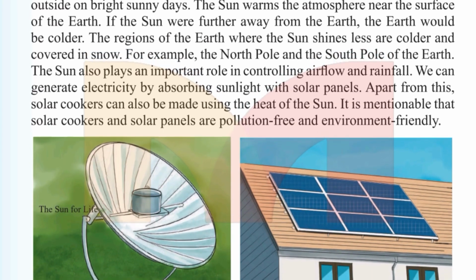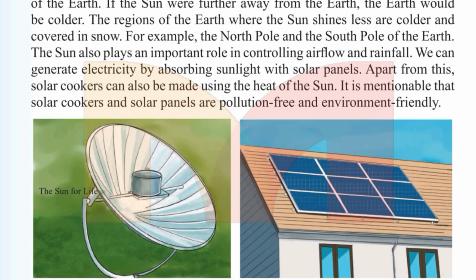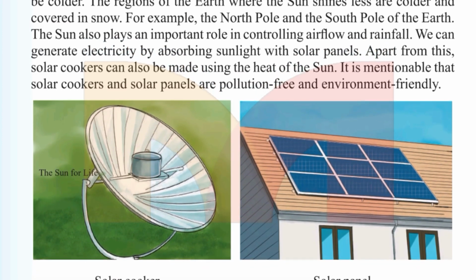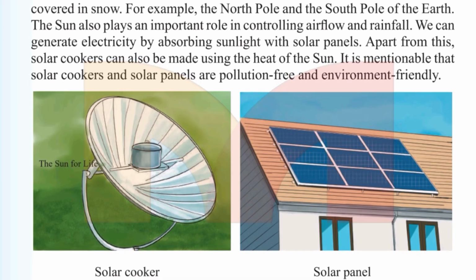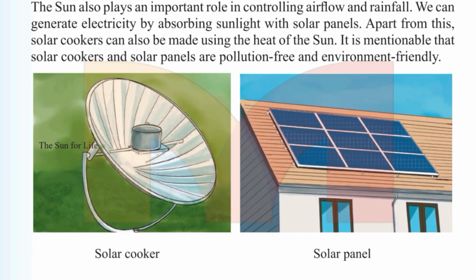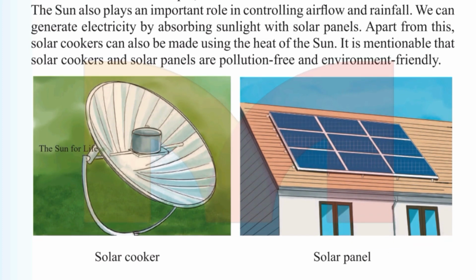The sun warms the atmosphere near the surface of the earth. If the sun were further away from the earth, it would be colder. The regions of the earth where the sun shines less are colder and covered in snow, for example, the North Pole and the South Pole of the earth. The sun also plays an important role in controlling airflow and rainfall.